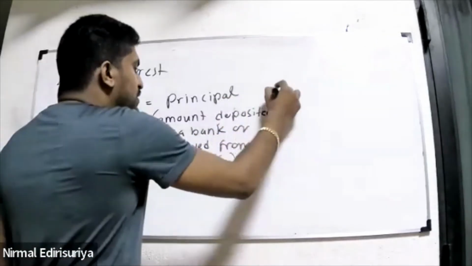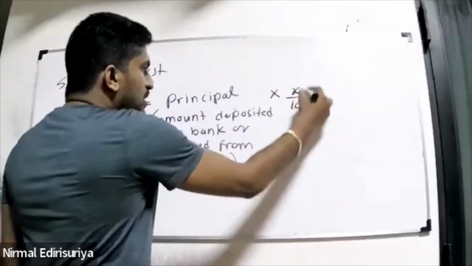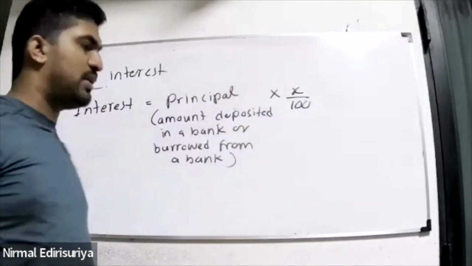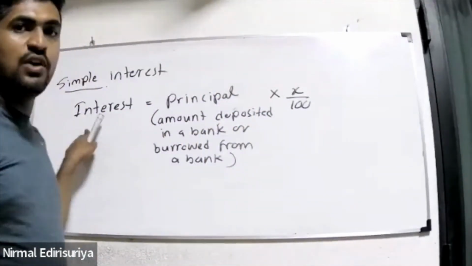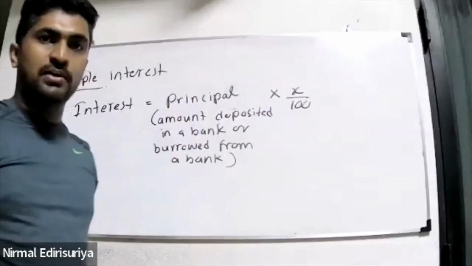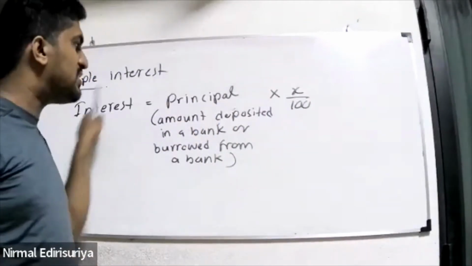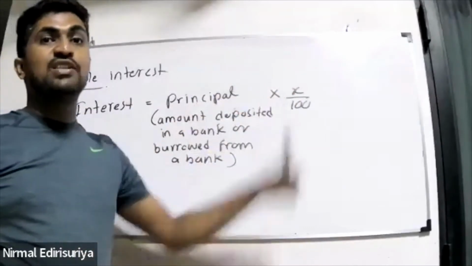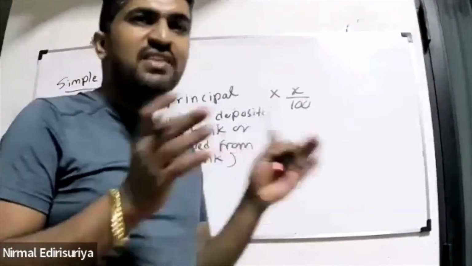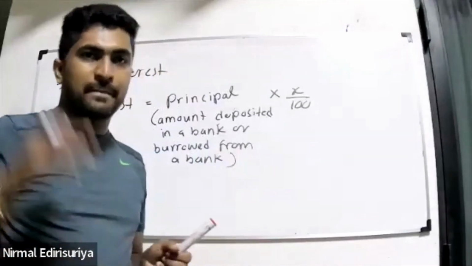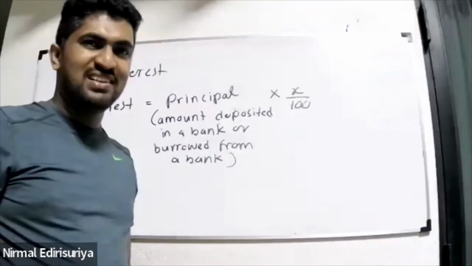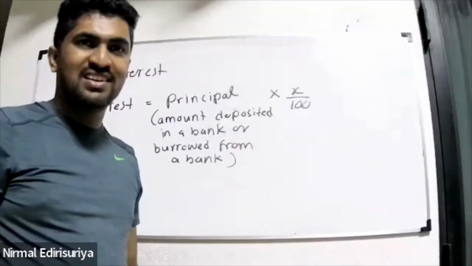Then principal into x over 100. Look, in profit, profit equals cost into x over 100. In discount, discount equals mark price into x over 100. In commission, commission equals selling price into x over 100. In interest, principal into x over 100. Same equation and we are changing it in different ways. Got it? So it is easy to remember.